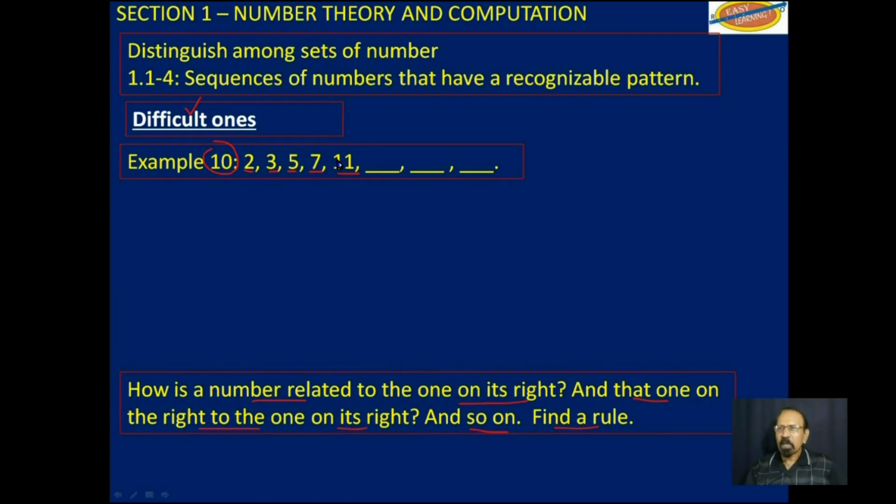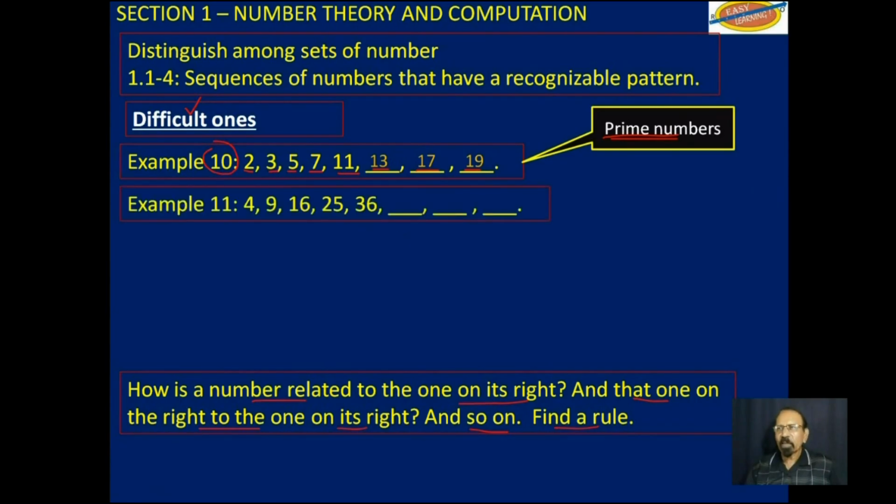You have a rule here. Actually, they are all prime numbers. So 2, 3, 5, 7, 11, the next three prime numbers are 13, 17, and 19. Next one, 11.